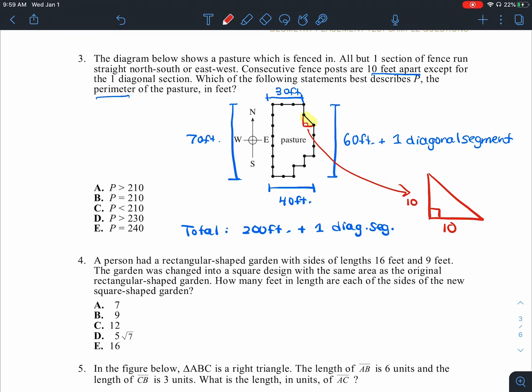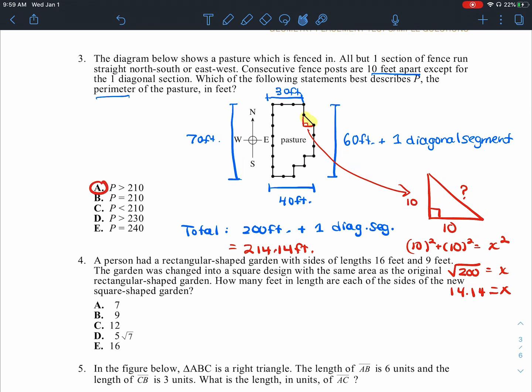If we really wanted to know what this hypotenuse is, we could do the Pythagorean theorem: one leg squared plus the other leg squared equals c squared or x squared. If we work this out, we would be taking the square root of 200. The square root of 200 is roughly 14.14 units. So that means my total is 214.14 feet here. So the logical answer for this has to be letter A.